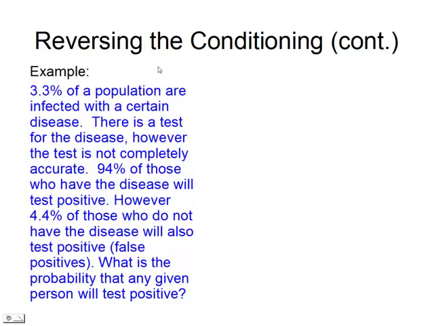Let's take an example. 3.3% of the population are infected with a certain disease. There is a test for the disease, however, the test is not completely accurate. 94% of those who have the disease will test positive. However, 4.4% of those who do not have the disease will also test positive, called a false positive. What is the probability that any given person will test positive? So let's look at a tree diagram. We have our first event, whether you're infected or not infected. You can see that 3.3% of the population are infected. That means that 96.7% are not infected.